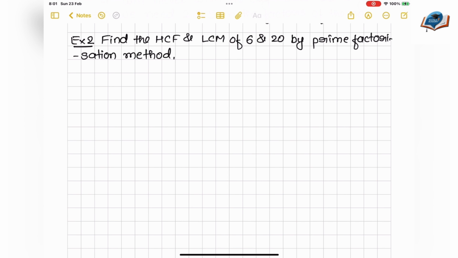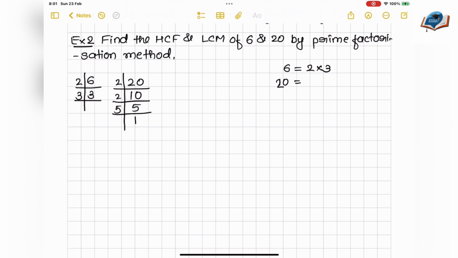The next type of question which is always asked is: find the HCF and LCM of 6 and 20 by the prime factorization method. If I take out the factors of 6, I will get 2 and 3, so 6 I can write as 2 into 3. Now the second number given to me is 20. If I take out the prime factorization, 2 twos are 4, 2 fives are 10, so 20 equals 2 into 2 into 5.